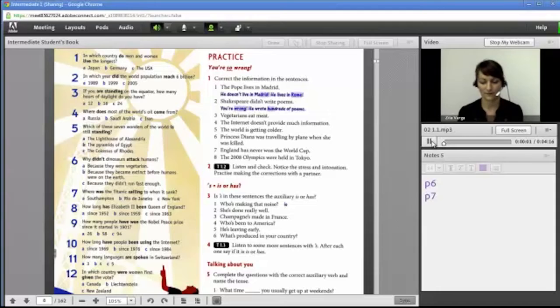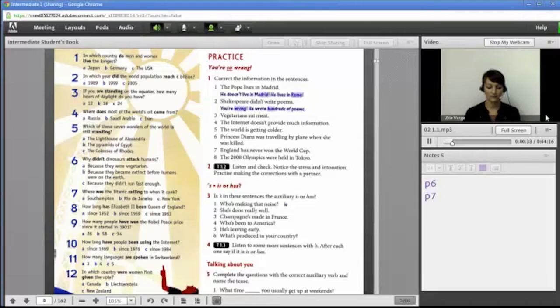Unit 1. Tape Script 1.1. One World Quiz. 1. In which country do men and women live the longest? Women and men live longest in Japan. Women live on average 86 years and men 79. The average life expectancy in Japan is 81.25. In the USA, it's 77.8 and in Germany, 78.8.